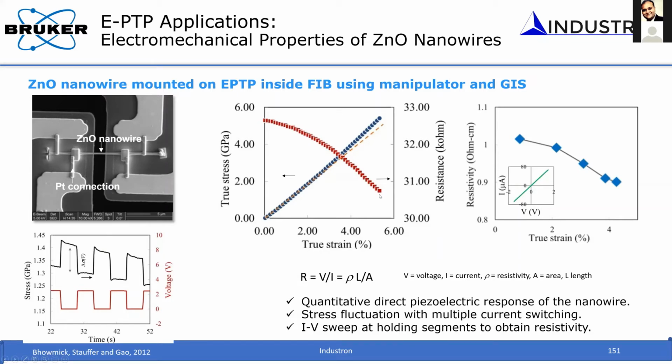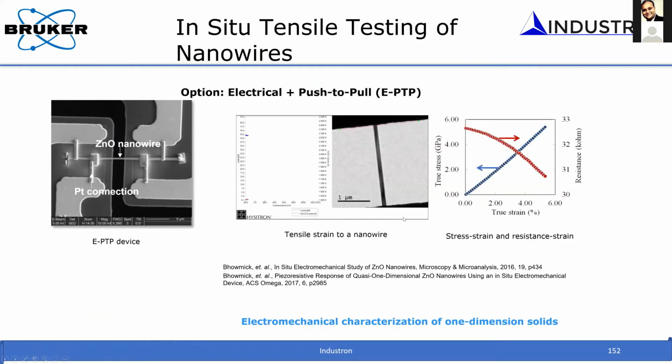You can also, at maximum load, keep the load constant, and then change the voltage and measure the resistance, measure the current. That way, you can also measure the resistance as a function of different strain. So apply the load, keep the load constant, do an IV sweep and measure the resistance as a function of strain. You can do that. Okay, so this is what has been shown in this particular video.